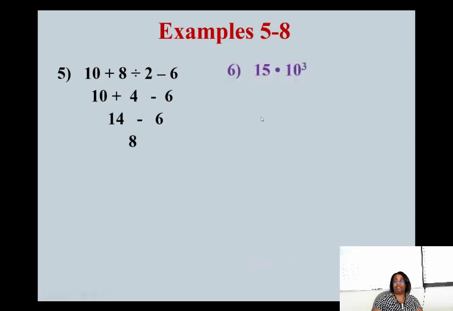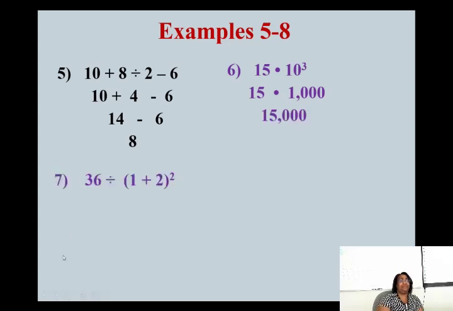What do I do first here? So how much is that? And what's 15 times 1,000? 15,000. Ooh, what do I do on this one? Do the 1 plus 2 first. 3. Parentheses first. So I have 36 divided by 3 to the second power.